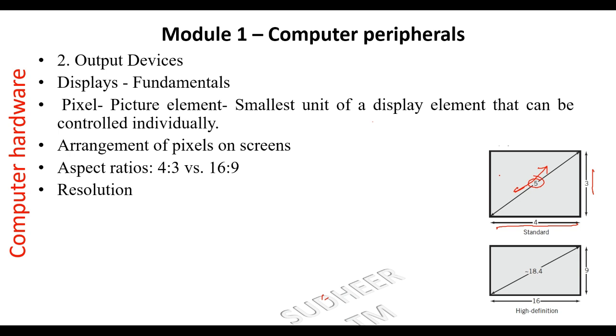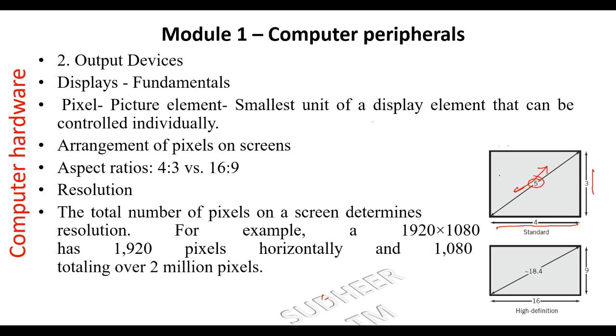Resolution we have in different ratios, 4 is to 3 and 16 is to 9. What do you mean by resolution? The total number of pixels on a screen determines its resolution. For example, 1920 versus 1080 has 1920 pixels horizontally and 1080 pixels vertically, totaling 1920 into 1080. That many pixels on your screen, about 2 million pixels.